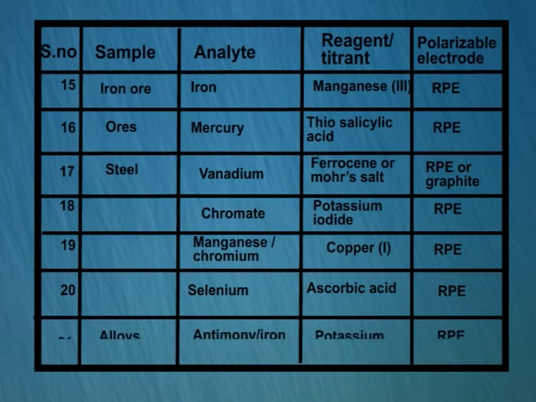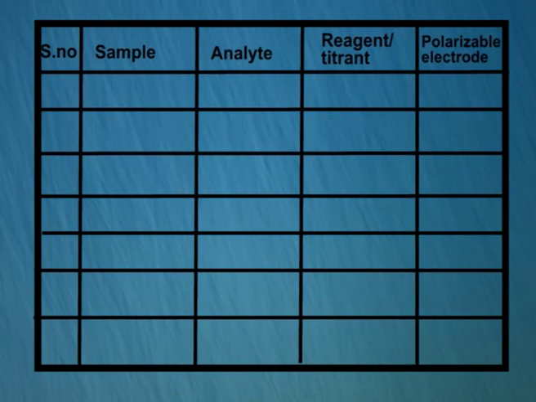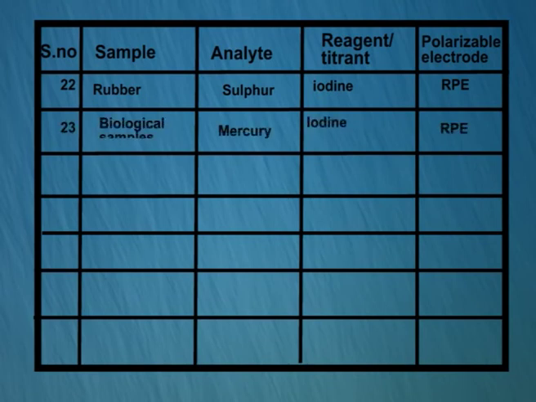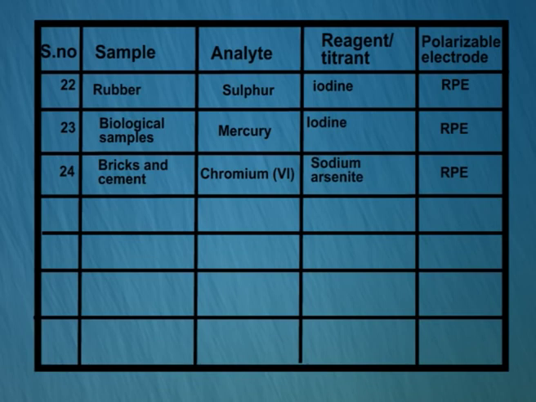Twenty-first, sample is alloy. Analyte is antimony or iron. Reagent is potassium dichromate and electrode is RPE. Twenty-second, sample is rubber. Analyte is sulfur. Reagent is iodine and electrode is RPE. Twenty-third, sample is biological samples. Analyte is mercury. Reagent is iodine and electrode is RPE. Twenty-fourth, sample is bricks and cements. Analyte is chromium. Reagent is sodium arsenite and electrode is RPE.